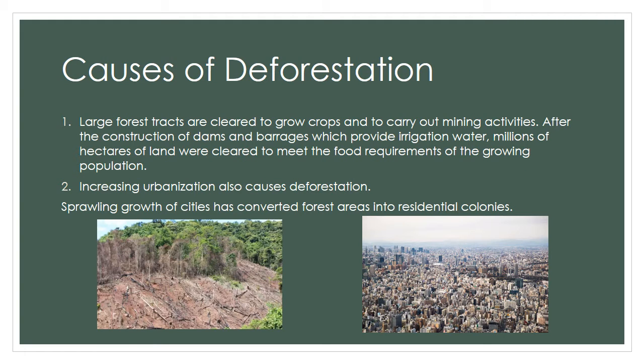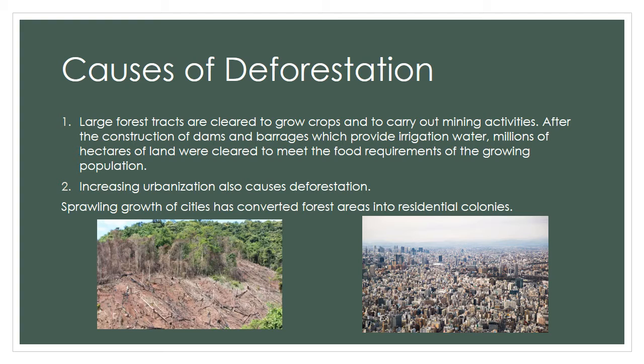Now we'll discuss causes of deforestation in Pakistan. The first one is large forest tracts are cleared to grow crops and to carry out mining activities. As we know that population of Pakistan is increasing day by day and we have mineral resources in our country. So to meet the demands of increasing population and to carry out mining activities, we need to clear forests. That is very alarming for us also.